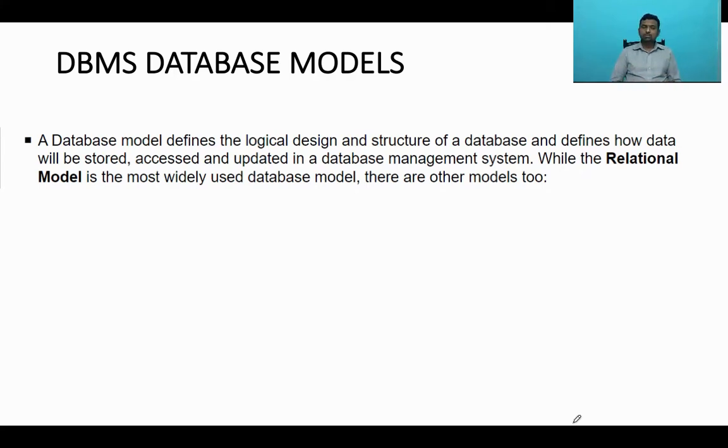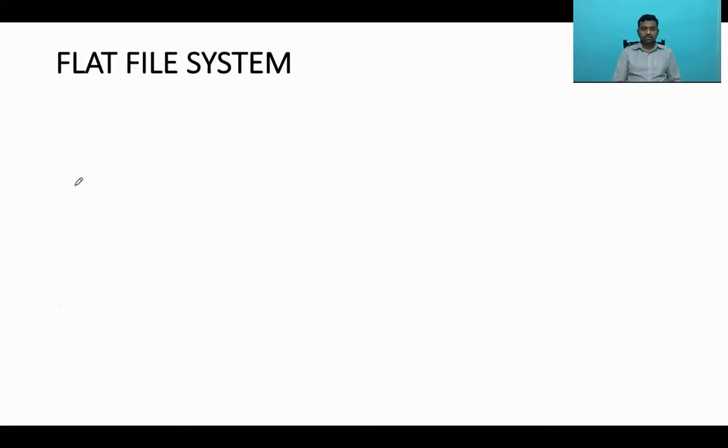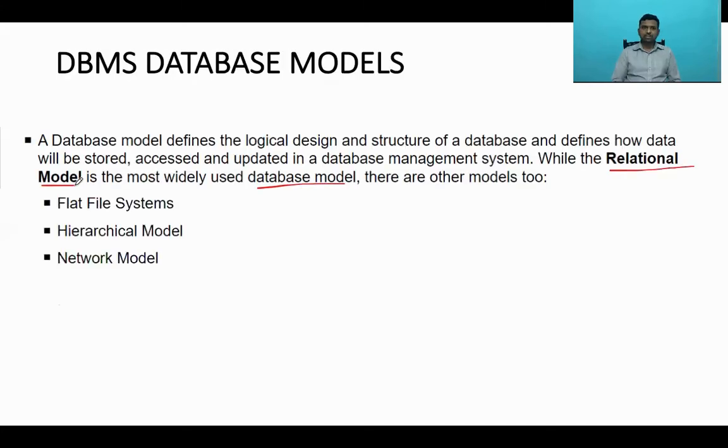While the relational model is the widely used database model as of now, which we are going to talk about in a few minutes, apart from this we had the older DBMS models: the flat file system, the hierarchical model, and the network model. These are the three models that we used before RDBMS came into existence.